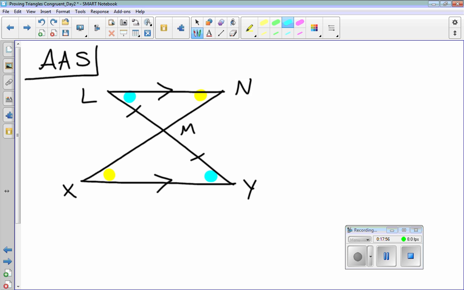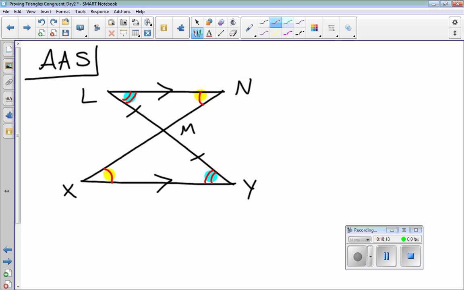So I know that to be true, so I'm going to add that information. So you want to add angle N is congruent to angle X, and angle L is congruent to angle Y. That's just the information you've added to your picture, so you want to make sure that you're highlighting it or using a different color to add that information. It's not something that was given to us with the problem.